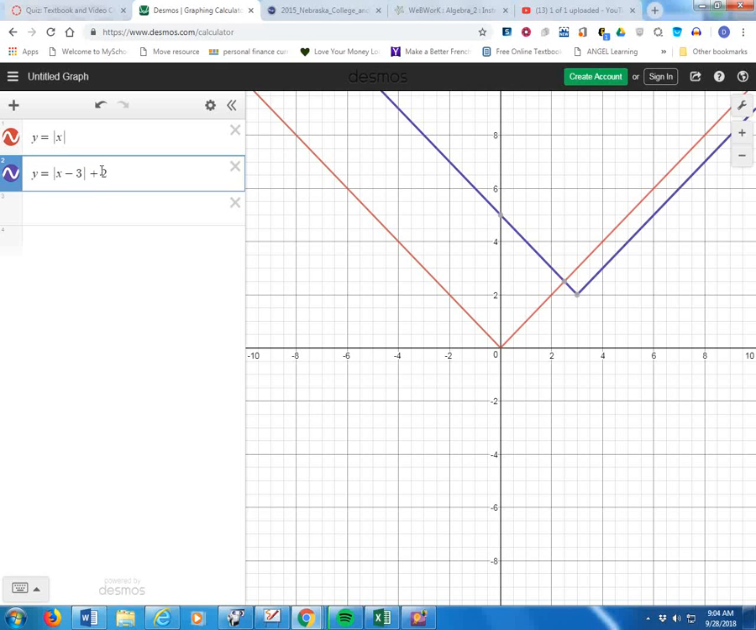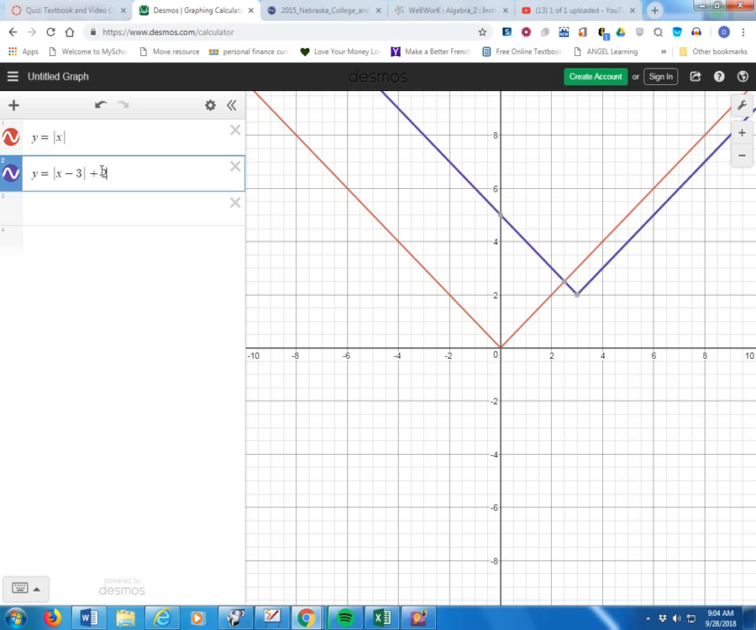Okay, looking at this equation, the vertex of an absolute value function is that point at the bottom of the V. If it's just y equals absolute value x, the vertex is just the origin. Do you see that in the red? 0, 0. Now where's the vertex? Tell me the coordinate point of the vertex of the purple or blue line. -3, 2.